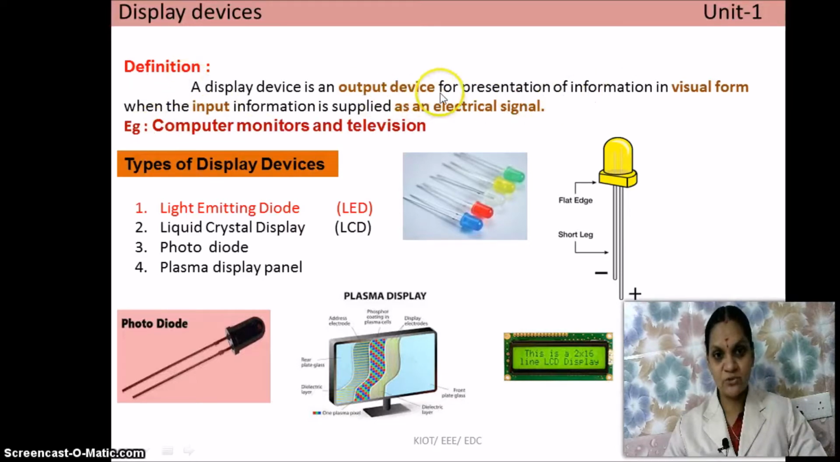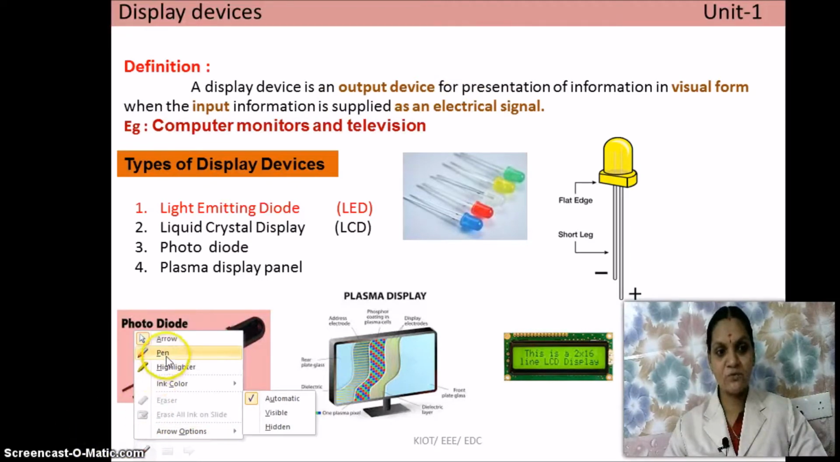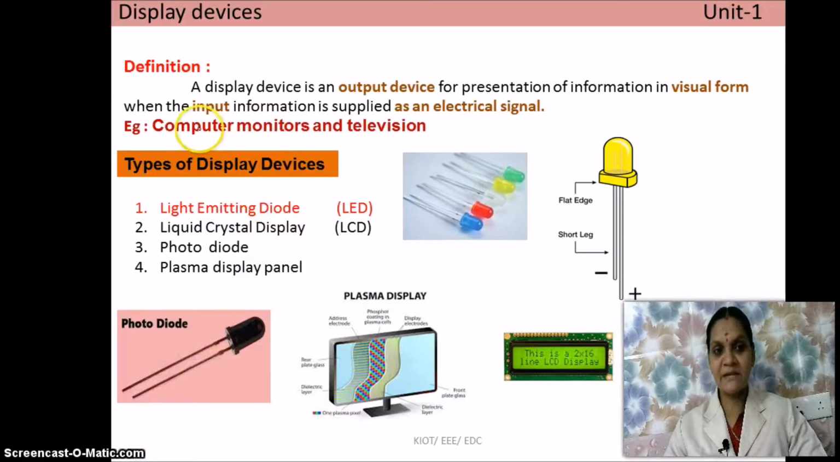So it is an output device. This is used for the presentation of information in visual form, when the input is supplied as an electrical signal. Examples of display devices are television and computer monitors. This is mainly meant for conveying information in a visual form. By looking at the monitor we can get the information. So these are all types of display devices.